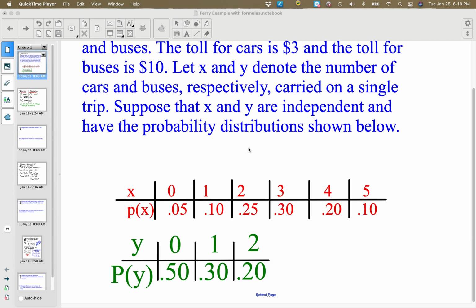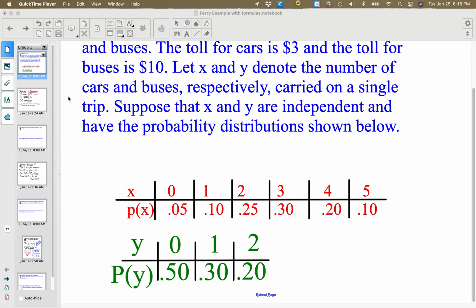So you've been doing problems like this. X is representing the number of cars, which means you might have 0 cars all the way up to 5 cars on the ferry. And for buses, you might have 0 buses, 1 or 2 buses, and then those are the associated probabilities.